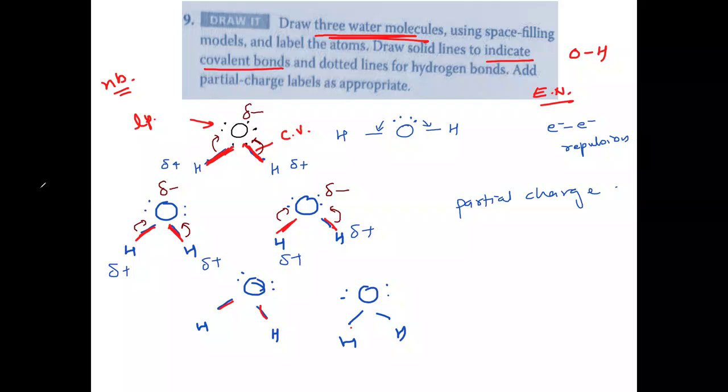Now, this positive and this negative will attract each other, just like magnets, where opposite poles attract each other. So the positive hydrogen will be attracted towards the negatively charged oxygen, and these dotted lines are nothing but the hydrogen bonding. So we have drawn three water molecules. Let me erase these ones. They will also do the same thing.